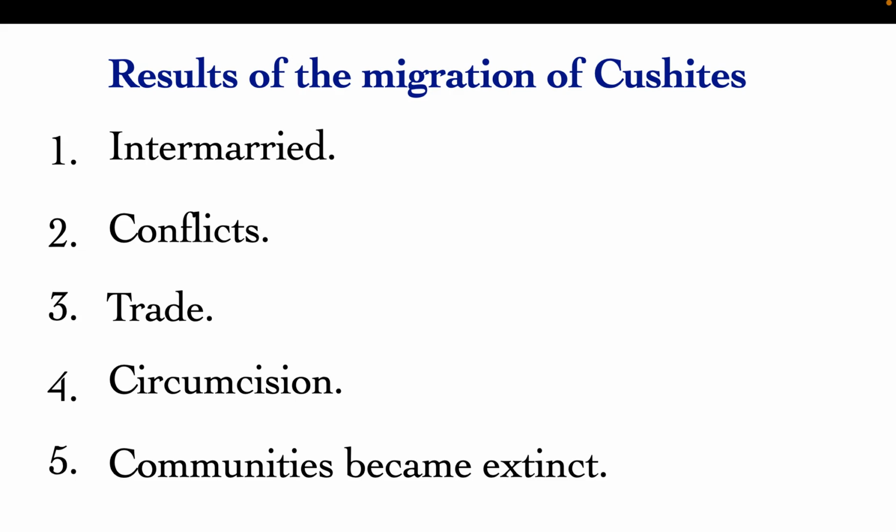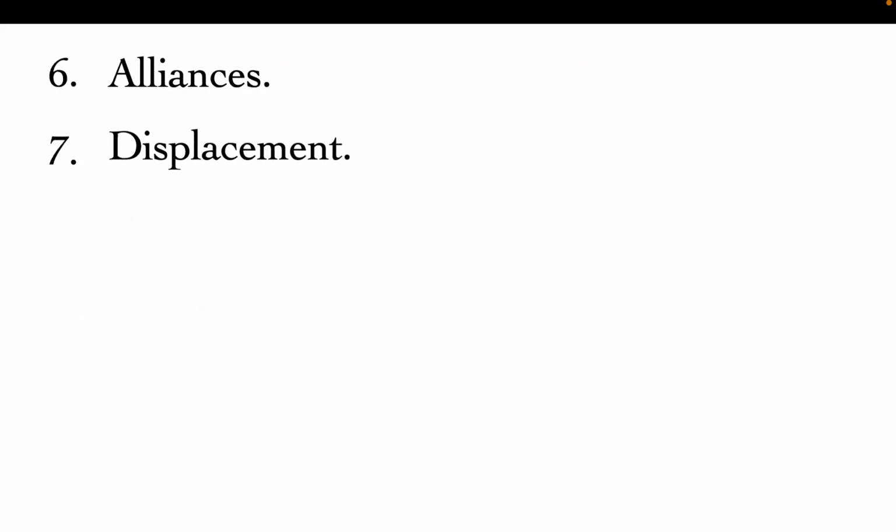Their settlement led to the formation of strong alliances between some communities, for example, the Rendille and the Samburu, to guard against attacks by the Turkana. Some communities were displaced by the Cushites, for example, Mijikenda. Let's look at the reasons for the migration of the Bantu.